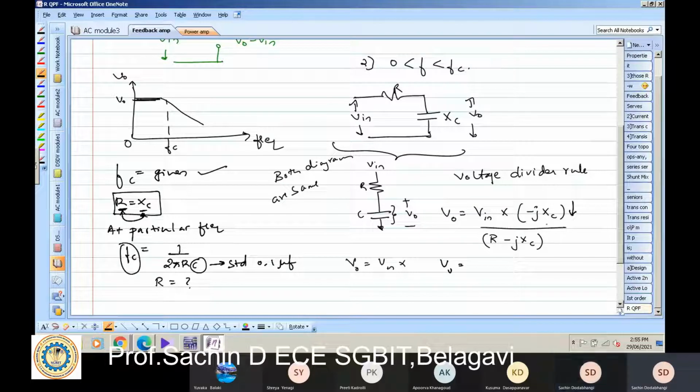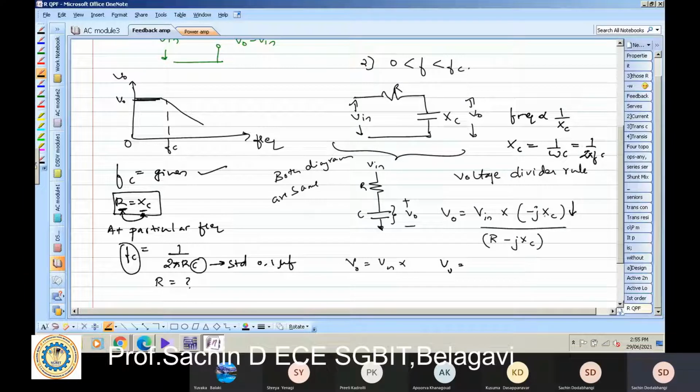Frequency and Xc are inversely proportional to each other. Capacitive reactance Xc is given by 1 by omega C, which is 1 by 2 pi F C. So Xc and F, capacitive reactance and frequency, you can see they are inversely proportional.